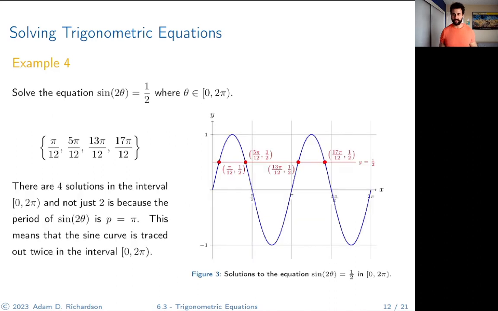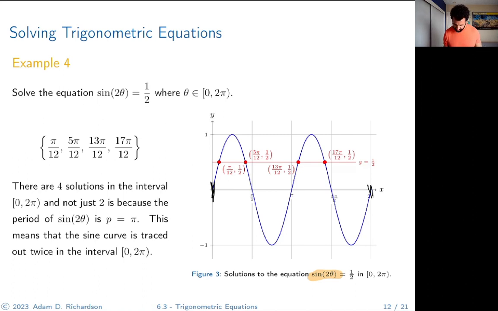Let's take a look at a picture for a minute. So this is a picture of what the graph looks like. So the graph that's here is the graph of sine of 2 theta, right? So sine of 2 theta. And then what we did was we plotted the line y equals 1/2. And what you can see is that in the interval from 0 to 2 pi, which is what's plotted here, come back. There we go.